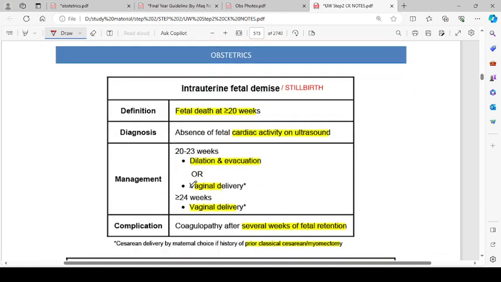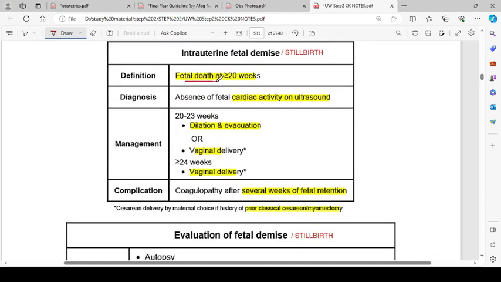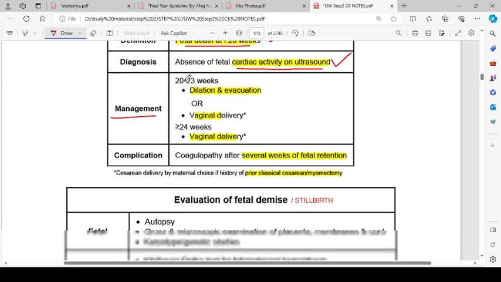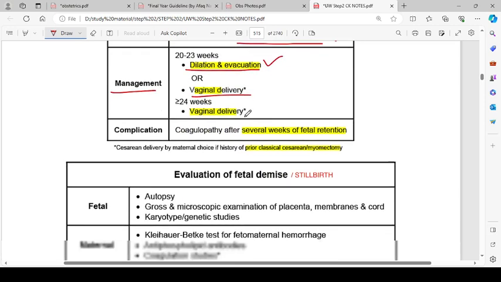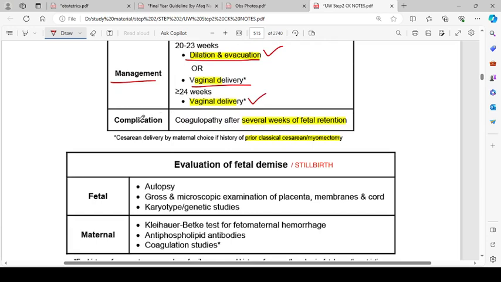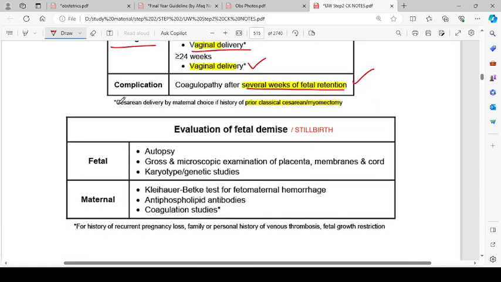Then we have intrauterine fetal demise or stillbirth. Definition is fetal death more than 20 weeks. Diagnosis is absence of fetal cardiac activity on ultrasound. Management is 20 to 23 weeks by dilation and evacuation or vaginal delivery. More than 24 weeks, vaginal delivery. Complications, coagulopathy after several weeks of fetal retention. Cesarean delivery by maternal choice or history of prior classical cesarean or myomectomy.